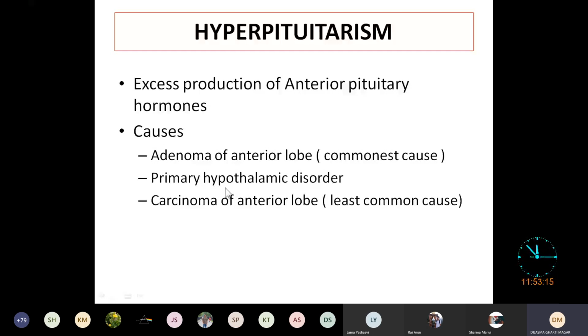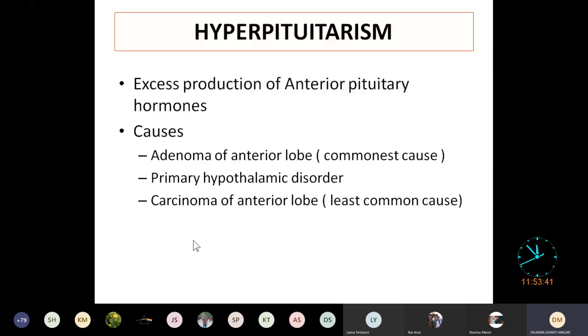And carcinoma of the anterior lobe. So here, the adenoma in other organs will not all the time secrete hormones, isn't it? But the pituitary gland itself is producing the hormones. So whenever an adenoma or carcinoma occurs there, it will produce more and more hormones. So it will lead to a condition known as hyperpituitarism.